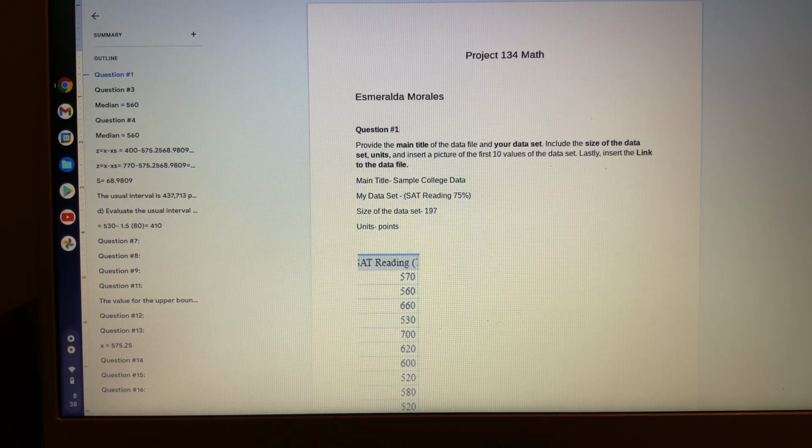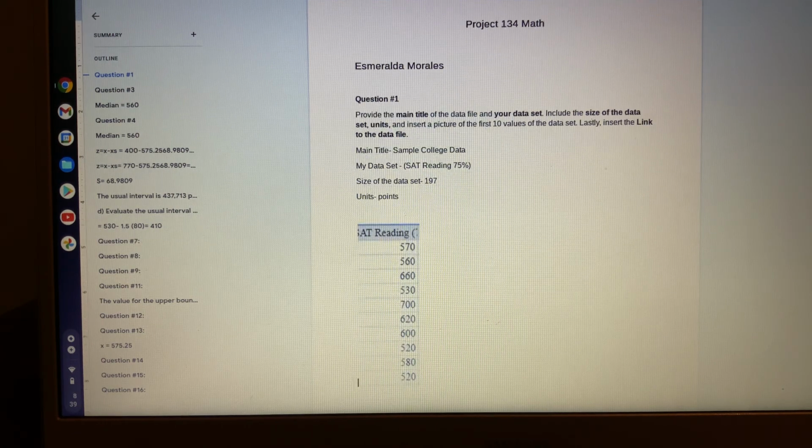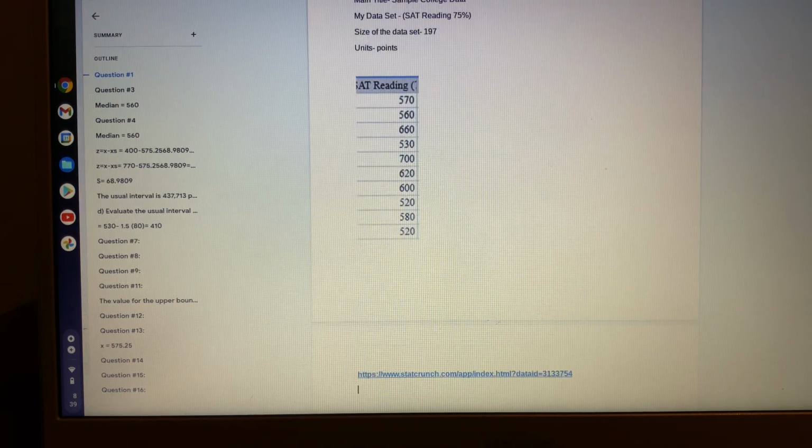For the first question, it asks for us to provide some information on the data set that we chose and to also give a picture of the first 10 values. The data set that I chose is Sample College Data, and the column I chose on this data set was Stat Reading 75%. The size of the column itself in values is 197, and the units are in points. Here's the picture of the first 10 values, and here is the website link that takes you directly to that data set itself.